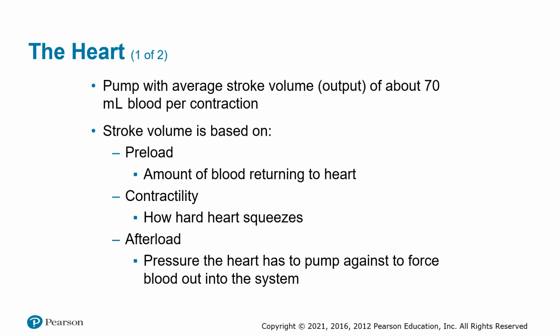The heart, on average, has a stroke volume or output of about 70 milliliters of blood per contraction. So when the blood pumps out of the left ventricle into the body, there's about 70 mLs of blood per contraction. That stroke volume is based on preload. So how much blood is returning to the heart?